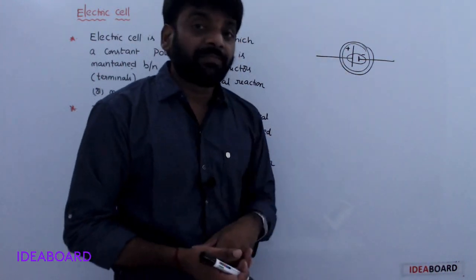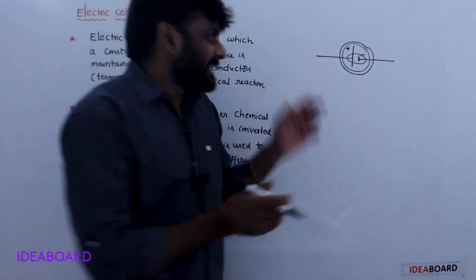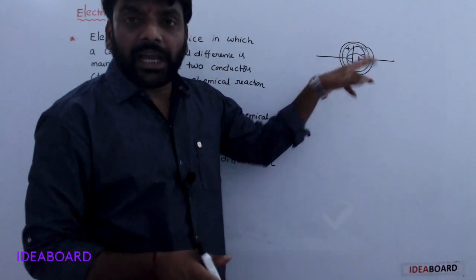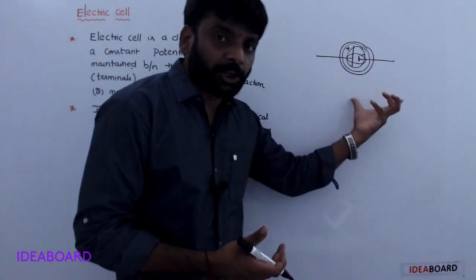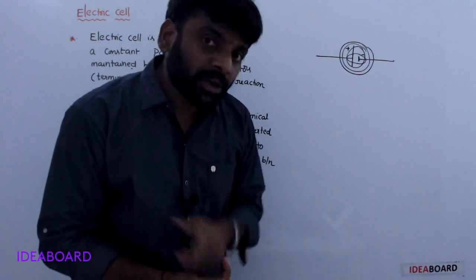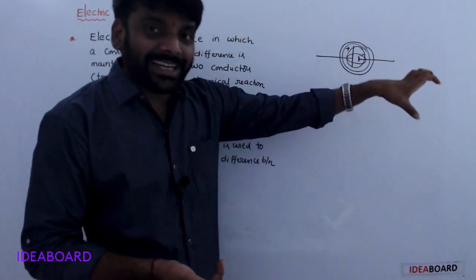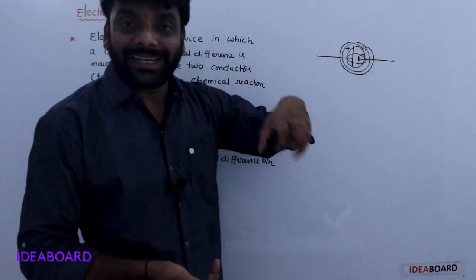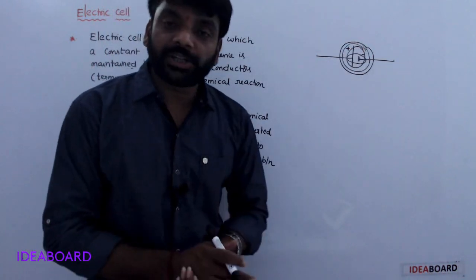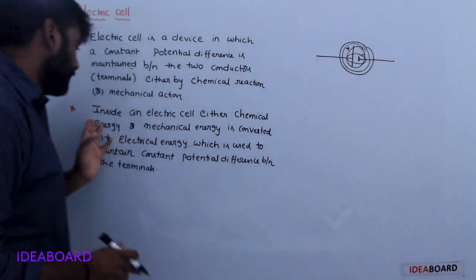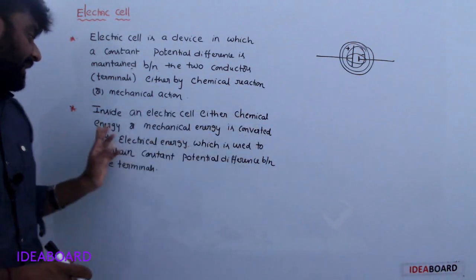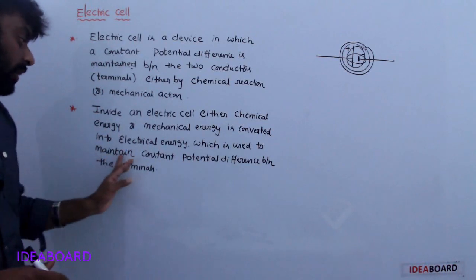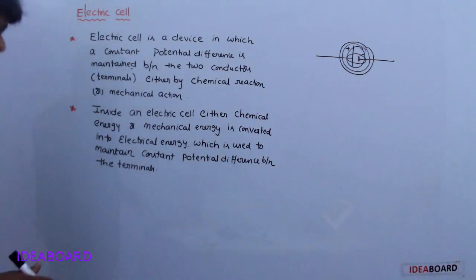Next, that means inside, chemical energy or mechanical energy will be converted into electrical energy. That energy is used to maintain the constant potential difference between them, understood? See second point: inside an electric cell either chemical energy or mechanical energy is converted into electrical energy, which is used to maintain constant potential difference between the terminals.